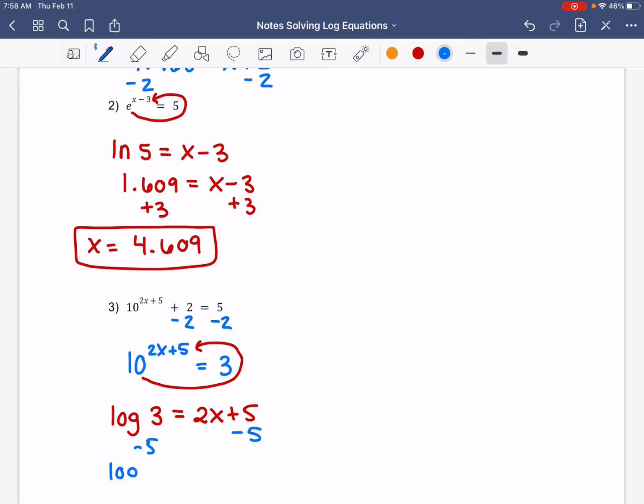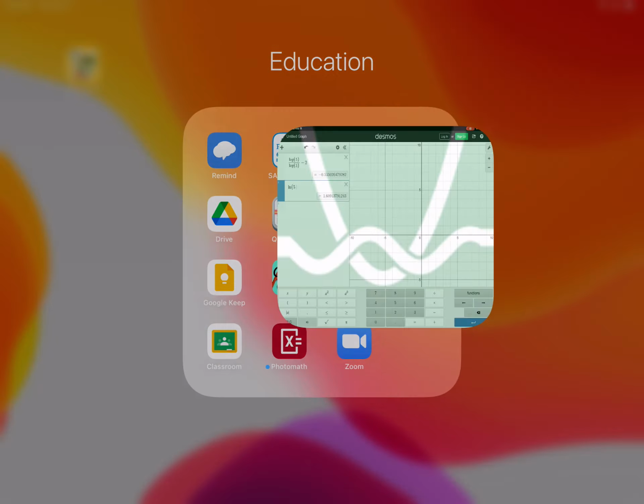So I have log 3 minus 5 equals 2x. And then if I divide both sides by 2, I can go ahead and type this whole thing into my calculator and get x. So I don't have to use my calculator more than one time. I can just type this whole thing in right here. So log 3 minus 5 all over 2.